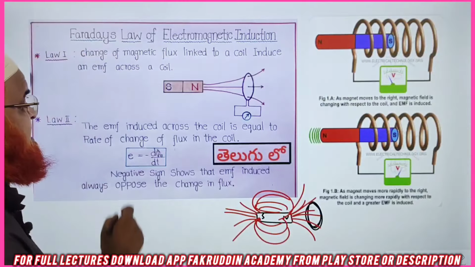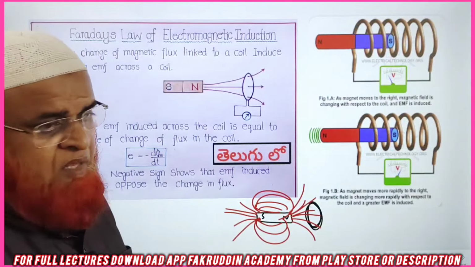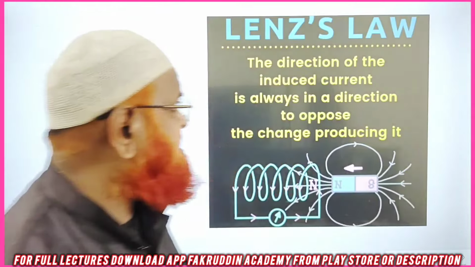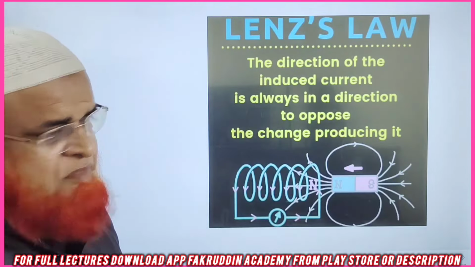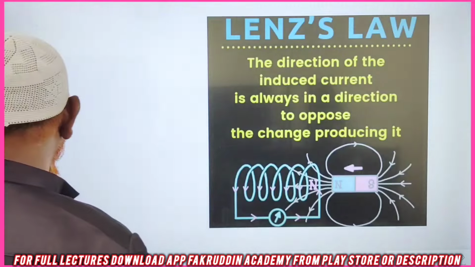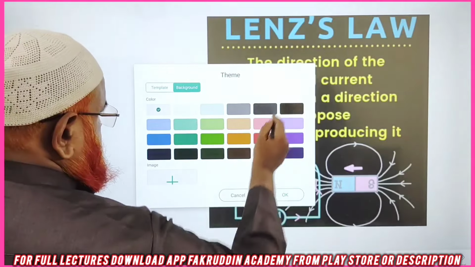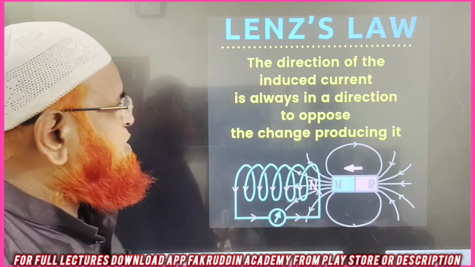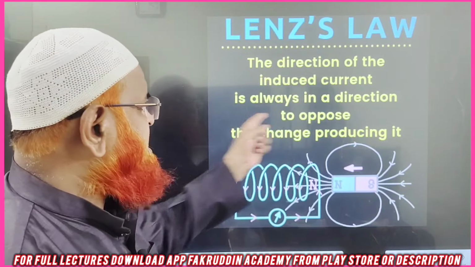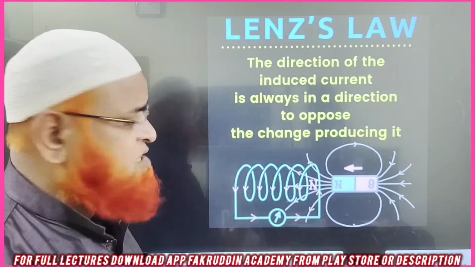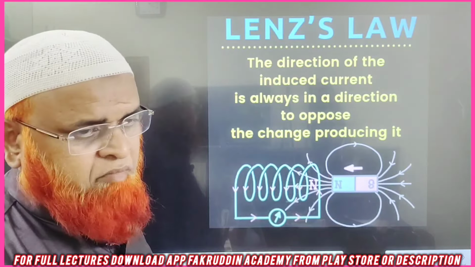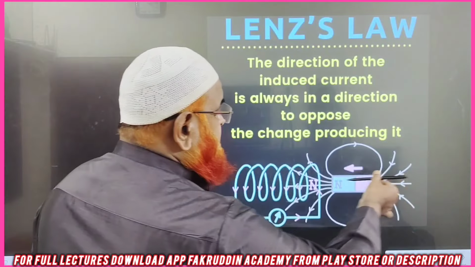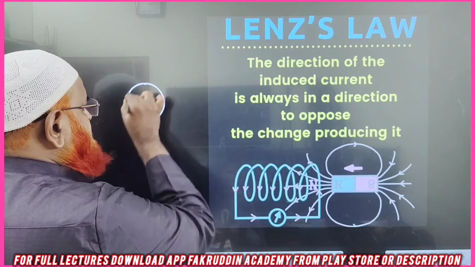But you might have observed one thing here: there is a negative sign. What is the meaning of that negative sign? The negative sign is explained by Lenz's law. What does Lenz's law say? The direction of the induced current is always opposite to the direction of motion of the magnet. What does it mean? Let me give one smaller, easier example.